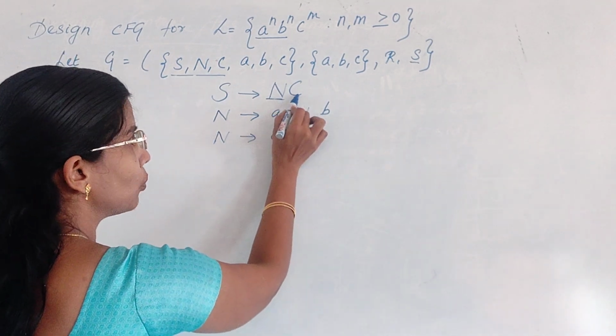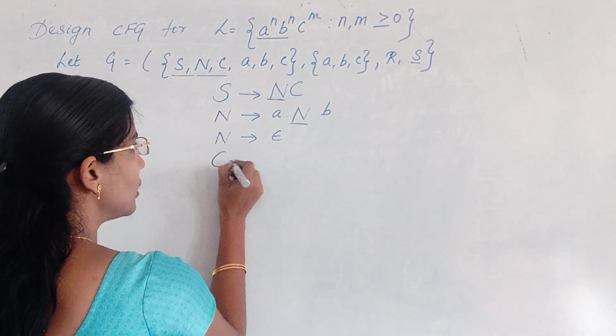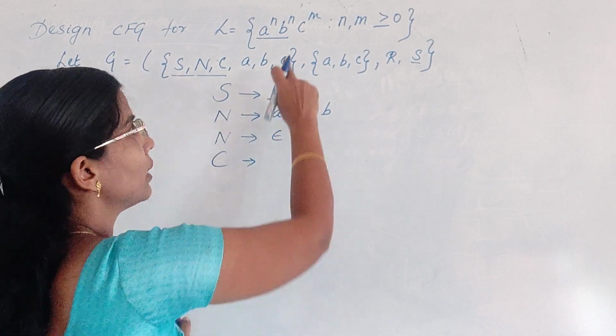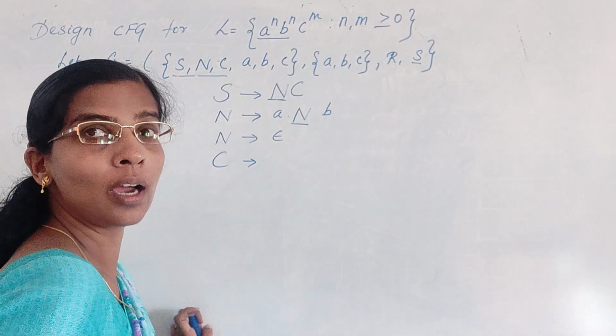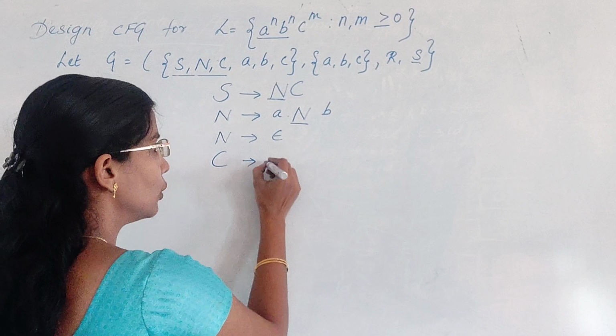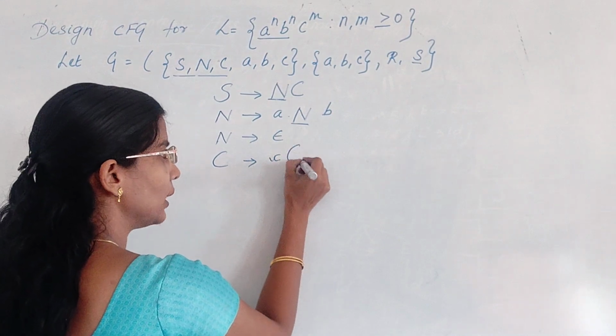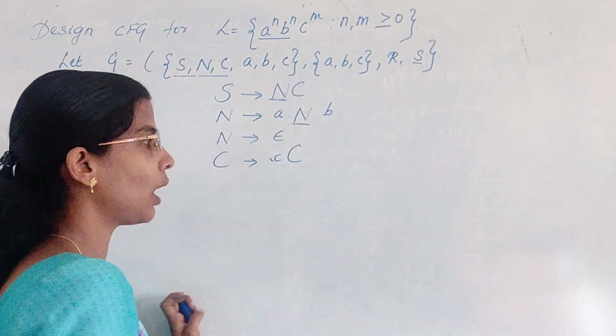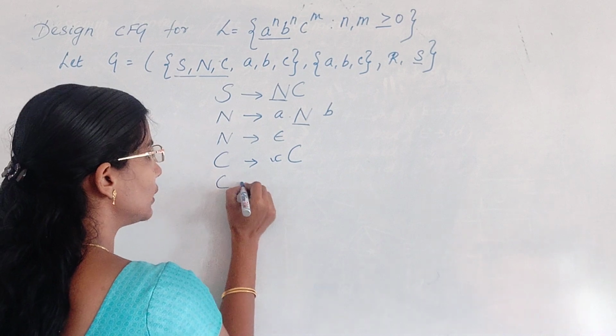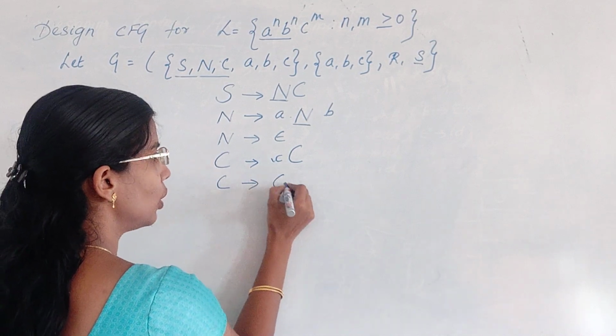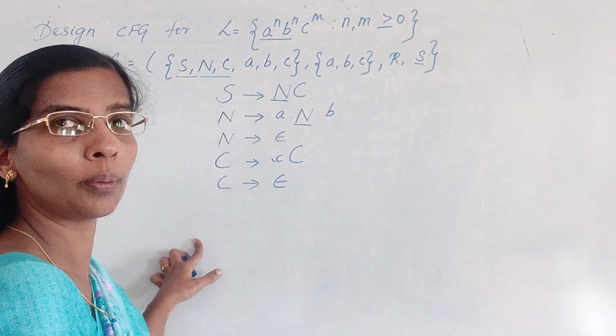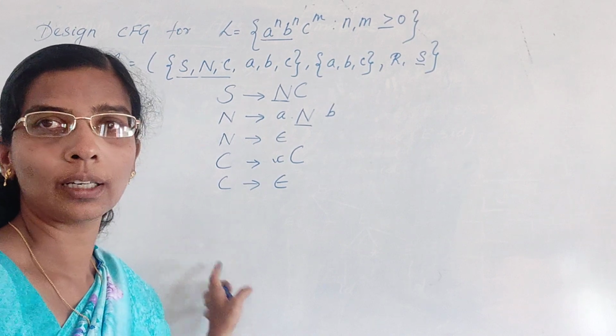Now I have to write what could be this C. C tends to, I should generate the symbol C. So C tends to C, capital C. How to stop this? Capital C tends to epsilon. So these are your productions.